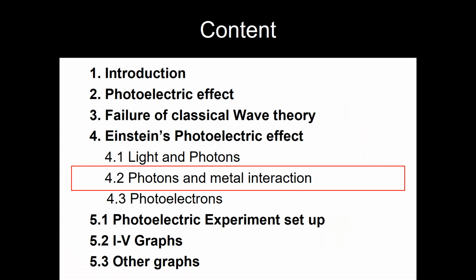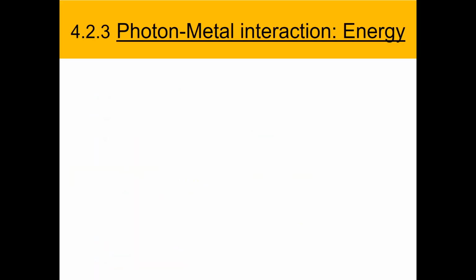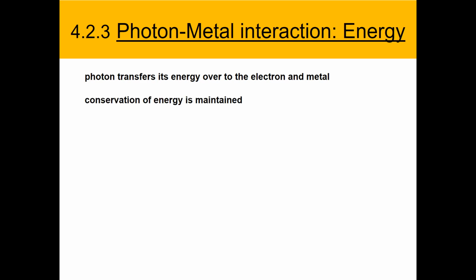Right, so we continue with how photons and metal interact, and in fact we are talking about 4.2.3, how the energy is of concern to us. So to reiterate, the photon transfers its energy over to the electron in the metal. Conservation of energy is maintained in this equation.